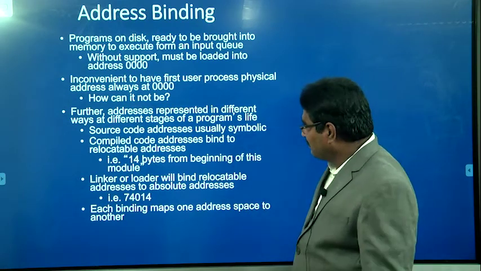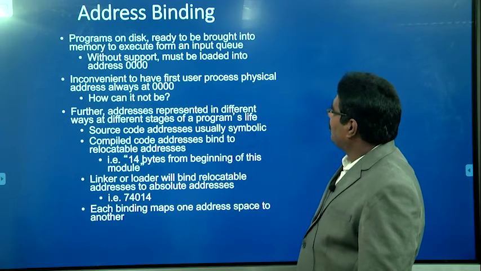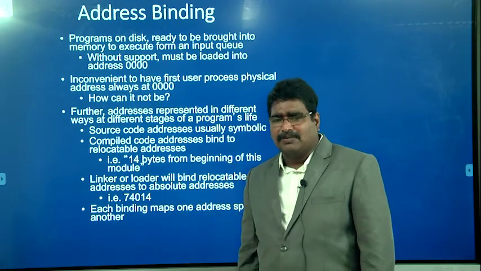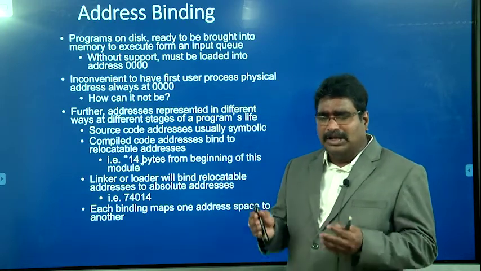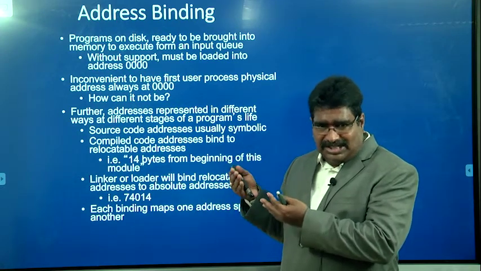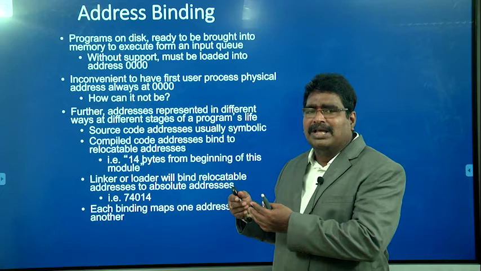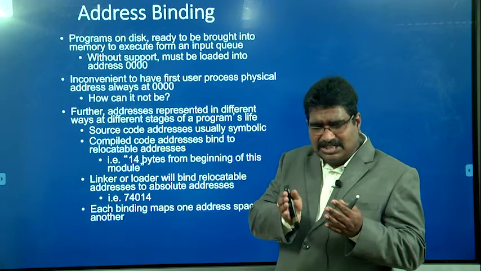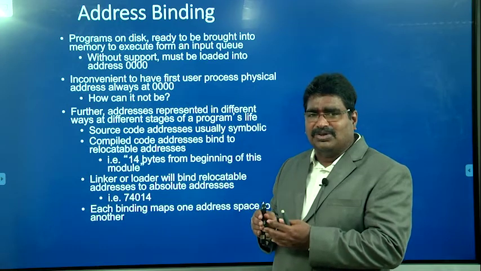Here we discuss programs on a disk, ready to be brought into memory to execute, from an input queue. We already know that programs are available in the secondary memory. Whenever the user wants to run a program, it needs to be brought from the secondary memory to the primary memory. Only then is the process state changed from new to ready. Initially, when the user wants to run the program, it is in the new state. Once the operating system allocates the memory and the process is brought from the secondary memory to the primary memory, its state changes from new to ready.